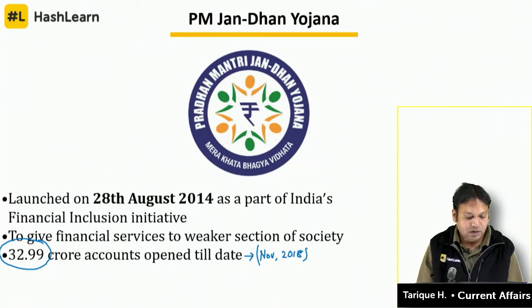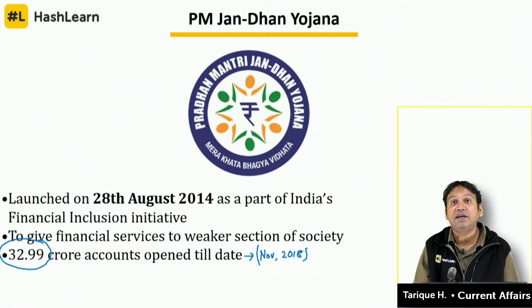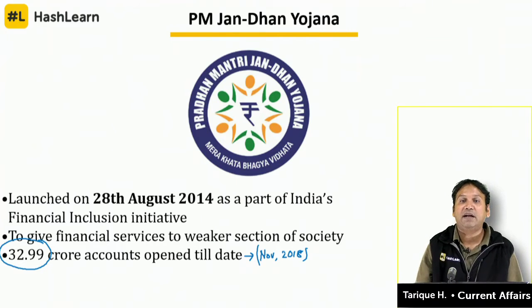Okay, so 32.99 crores, 33 crore accounts, that's not a small feat, it's a huge achievement that 33 crore Jan Dhan accounts were opened. 33 crore people who did not have access to banks earlier were given access to banks. They had a zero balance account, and they had other benefits that are there in the Jan Dhan accounts, which we'll be seeing in the next slide.